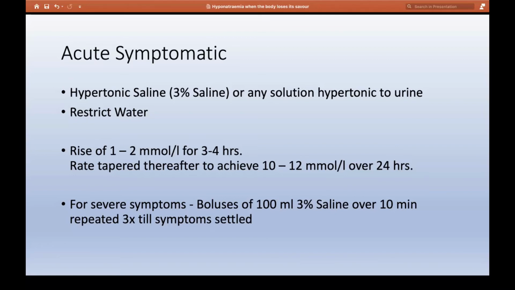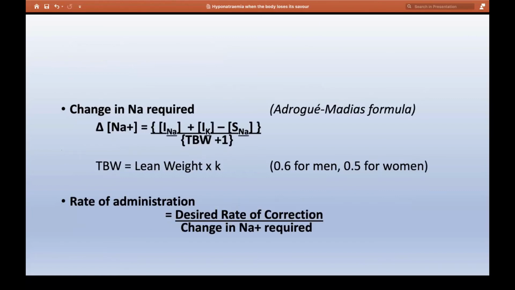So what can you give? You could give boluses. You can give boluses of 100 milliliters each of 3% saline over 10 minutes, and these can be repeated up to 3 times till the symptoms are settled. So boluses of 100 milliliters of 3% saline given 3 times.